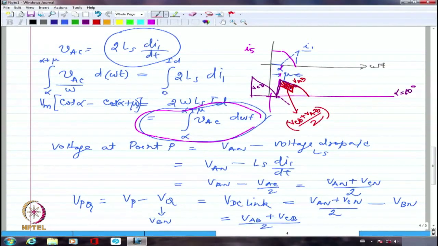What are the further repercussions of commutation overlap? We look at it in the next class and wrap it up.